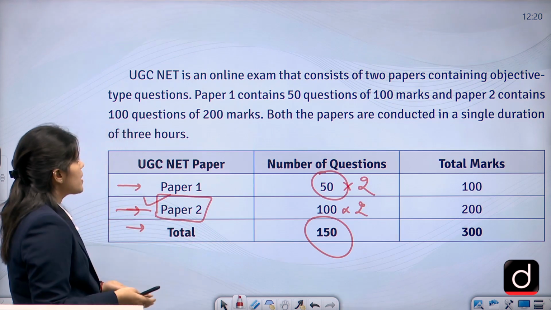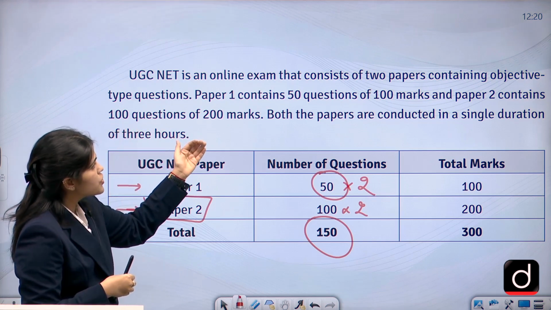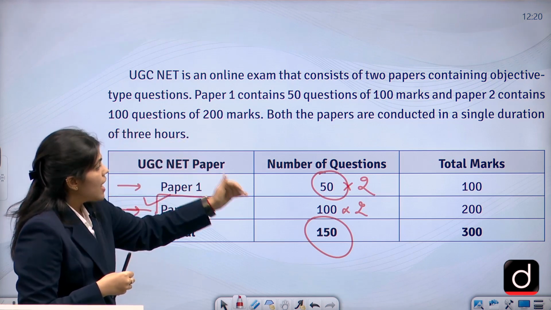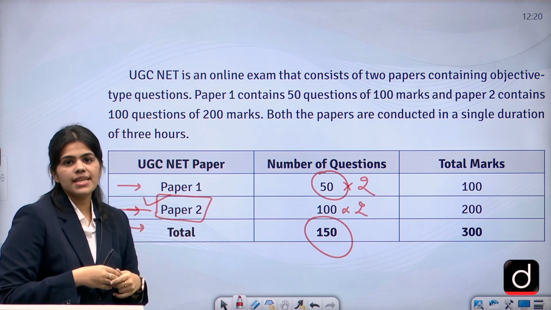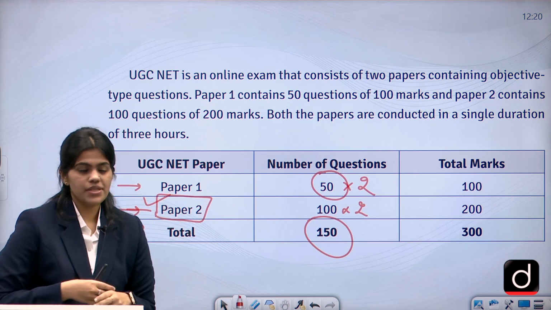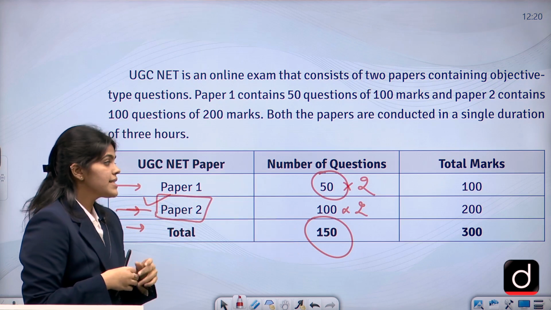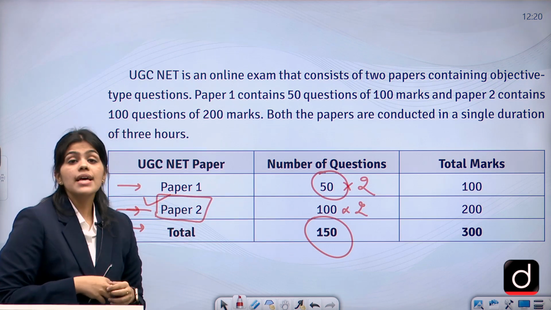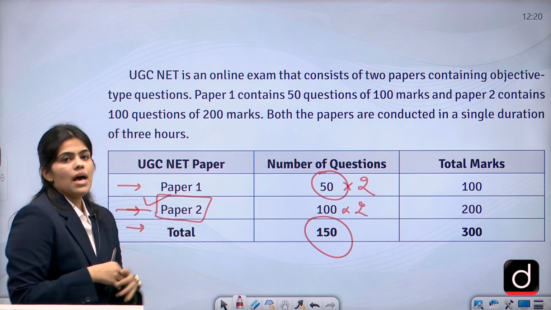So I hope things were cleared. I would quickly revise. There are about 50 questions in paper 1 and about 100 questions in your paper 2. Both these papers are conducted simultaneously. 100 marks and 200 marks. This makes for the examination for 300 marks. Then there is no negative marking and you need to give this exam in one go.